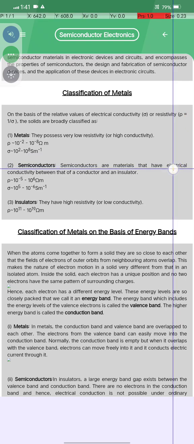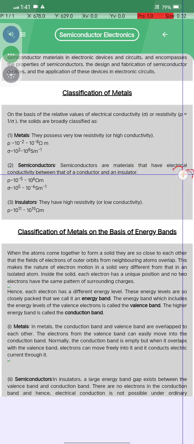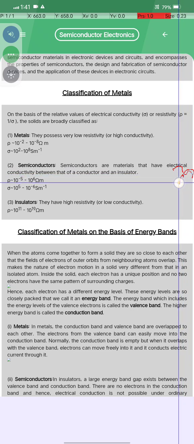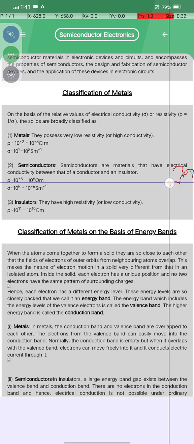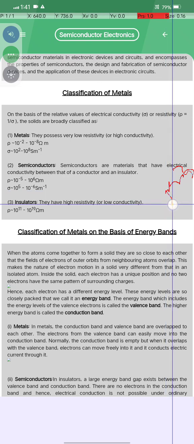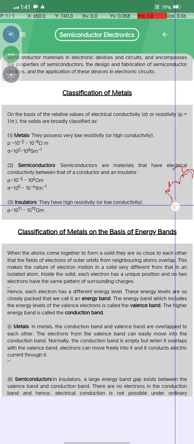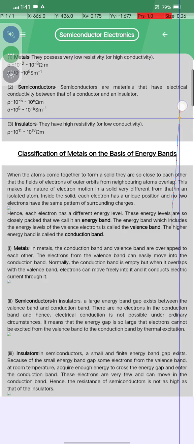Okay, semiconductor क्या? Semiconductors are the materials which have electrical conductivity between the conductor and the insulator. इसका जो ρ है वो 10^-5 to 10^6 ohm meter. और जो σ होता है ये 10^-6 to 10^5 Siemens per meter. इंसुलेटर क्या है? They have high resistivity and low conductivity. ρ is equal to 10^11 to 10^19 ohm meter.